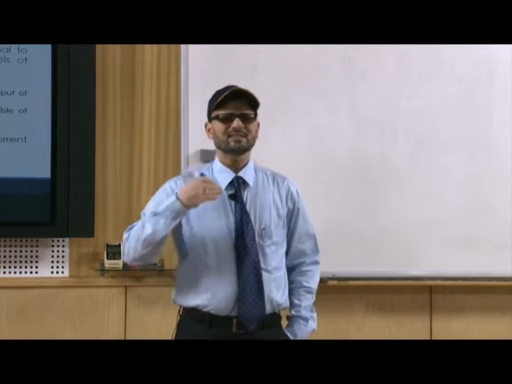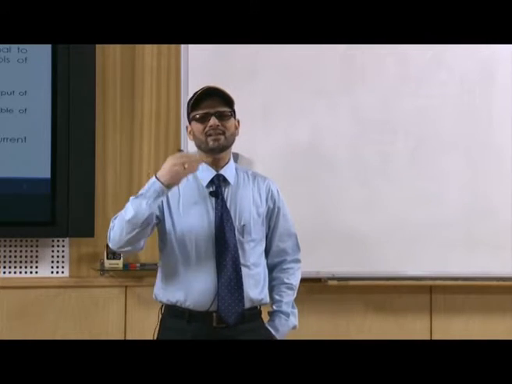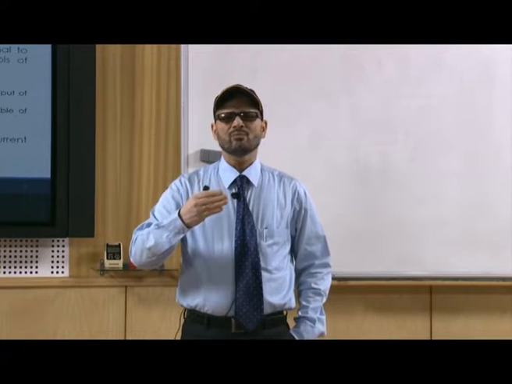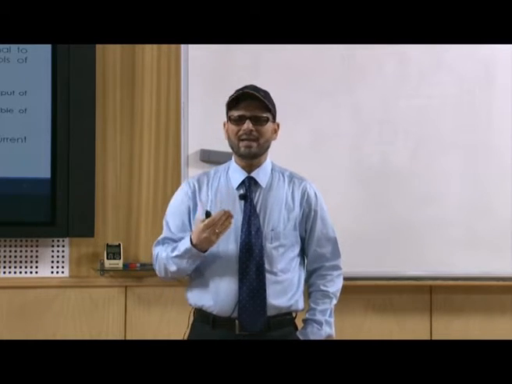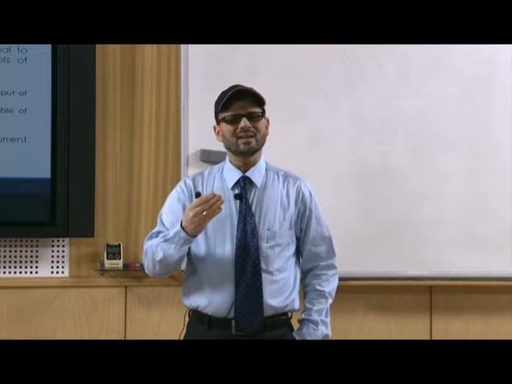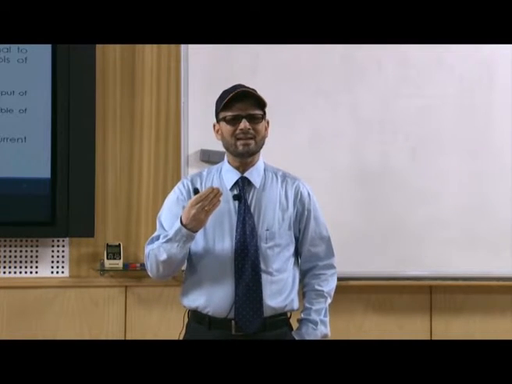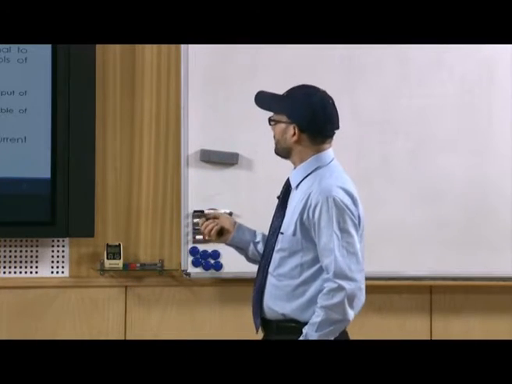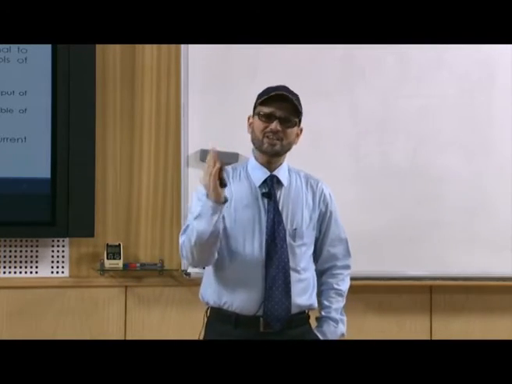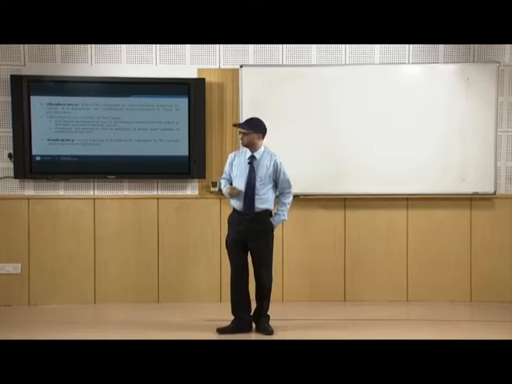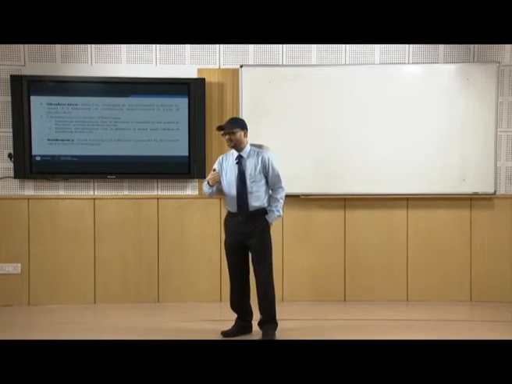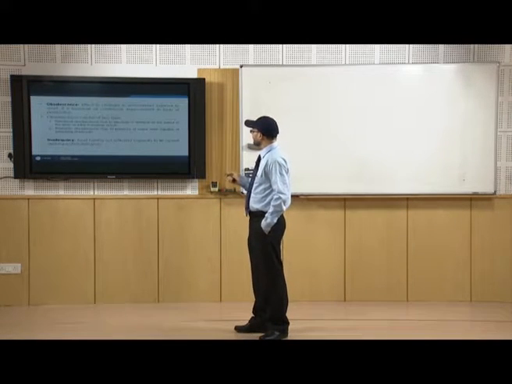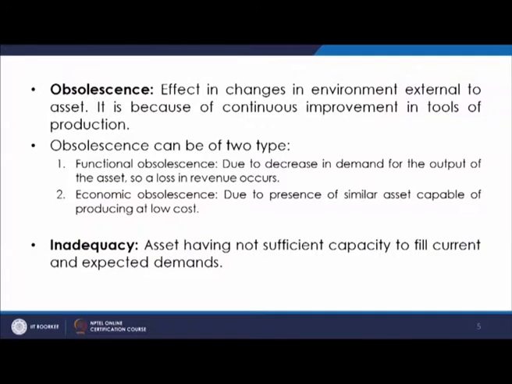Because this is an era of continuous improvement, with time new machines based on new technologies are coming up, and these machines are better in terms of efficiency and have low maintenance and operating costs. So, this basically decreases the value of the old asset, and the old asset seems to become obsolete at a certain time. So, obsolescence basically can be divided into two types.